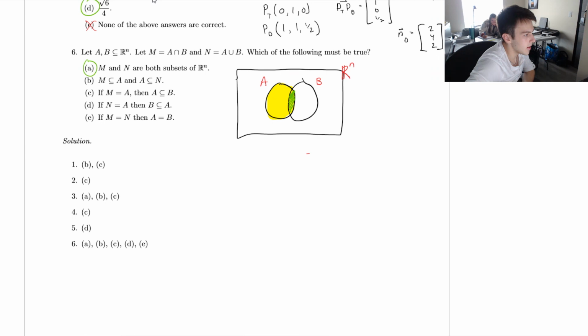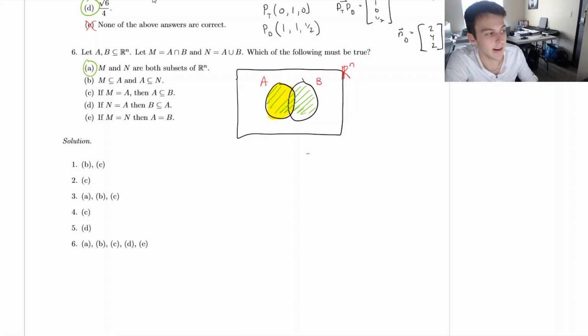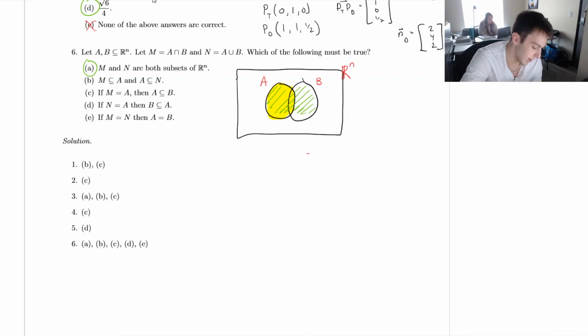So now we need to see if A is a subset of N. And we know that N is the union of A and B, which is this entire green area. So since all of that highlighted area is inside of that shaded green area, then we know that A is also a subset of N. So B is also true.